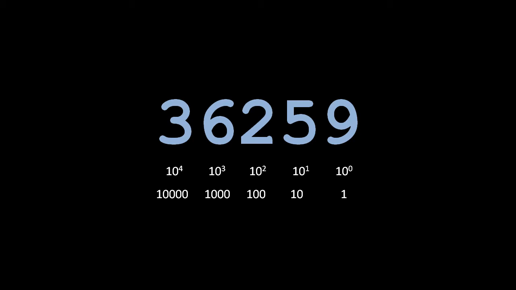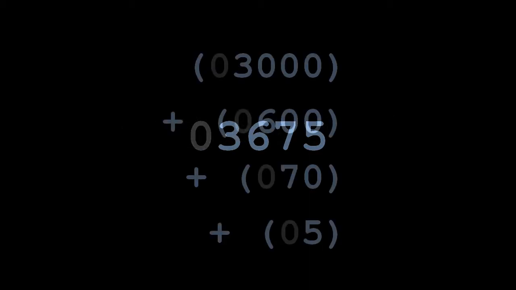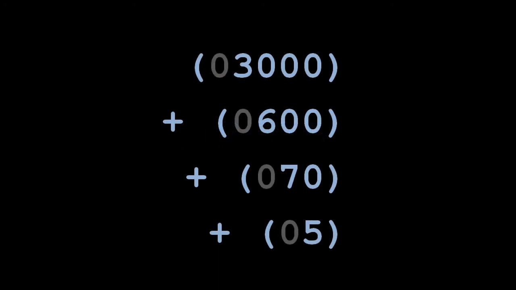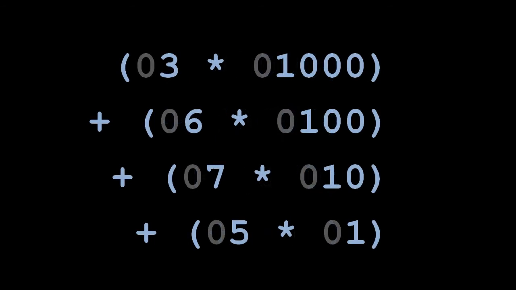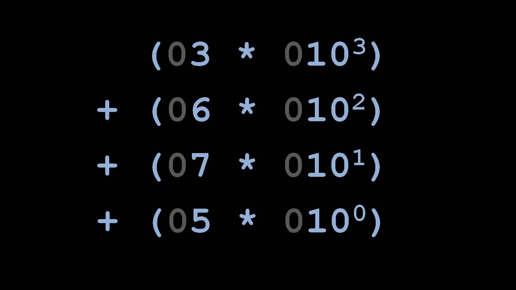So using this definition, let's look at an example of converting from octal to decimal. Say we wish to convert the octal number 3675 into decimal. Well, first we break it into the component digits, so we have octal 3000 plus octal 600 plus octal 70 plus octal 5. And then we go one step further by factoring out the actual digit. So say octal 600 is equivalent to octal 6 times octal 100, and then the next step is to express these in terms of powers of the number base.